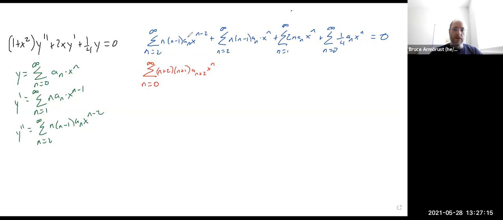So the first sum here is the same as what I just wrote in red. And you can pretty easily check that just by plugging in a few n's here, and you'll see that they're the same things that you get up here when you plug in some n's. But now we're such that everything is x to the n.